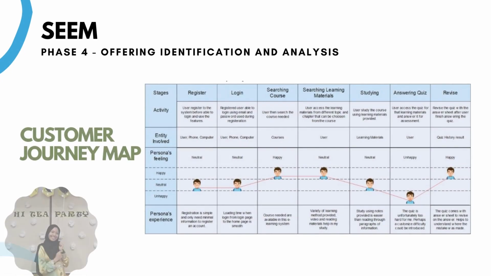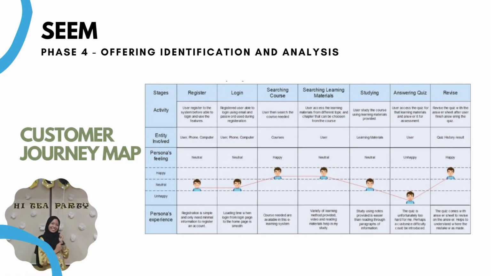Phase 4 in this methodology is offering identification and analysis. We use a customer journey map, which is like an overview of the entire customer experience based on the customer's feelings, motivation, and questions for each of these touch points. During the registration, the customer feels neutral. The registration is simple and only needs minimal information to register an account.